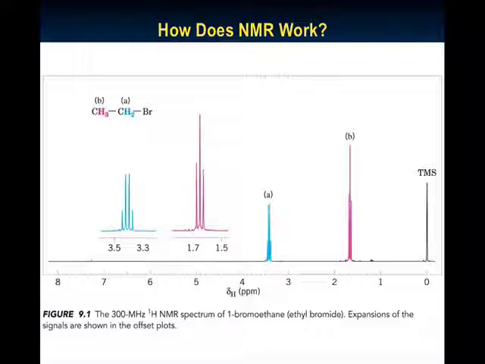Pardon? Bromoethane is perfectly acceptable. What would be another name? Ethyl bromide. We could use either one of those nomenclatures. What's different about this spectrum than the previous spectrum?